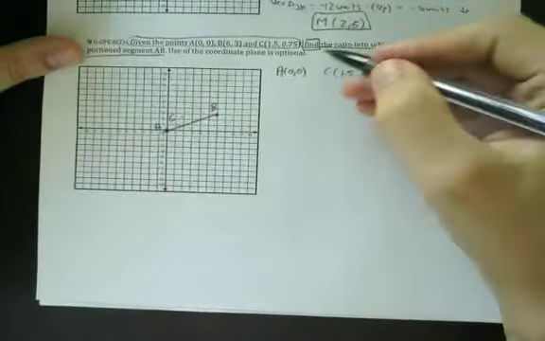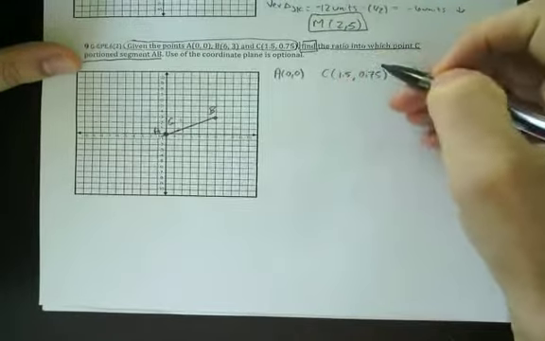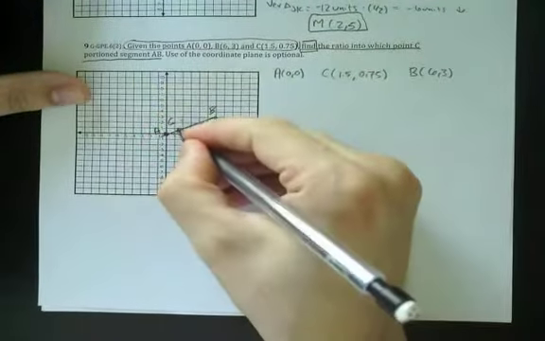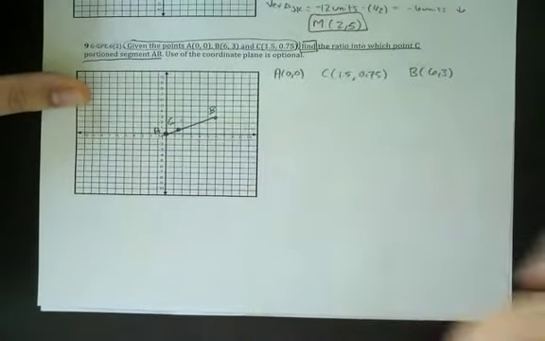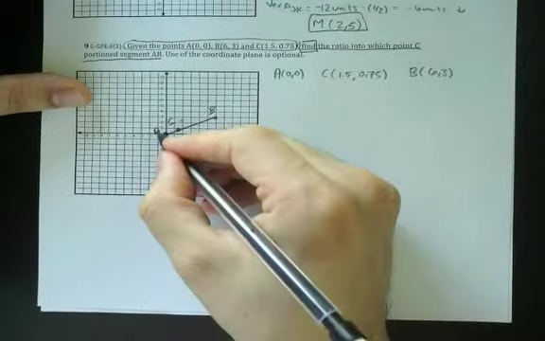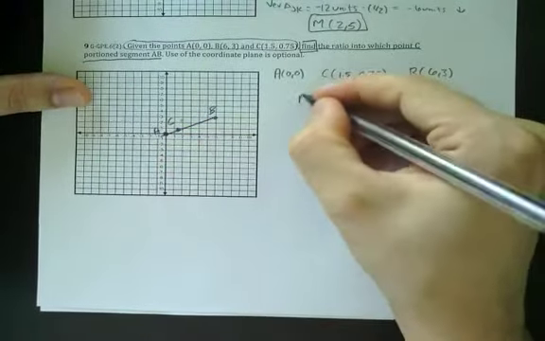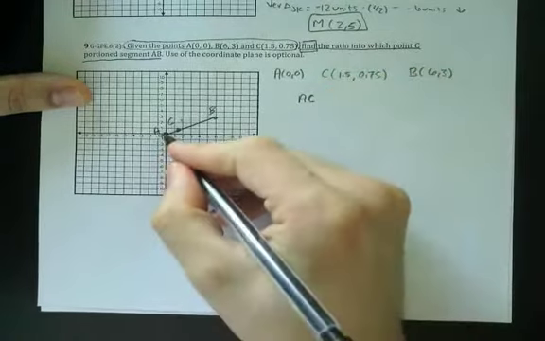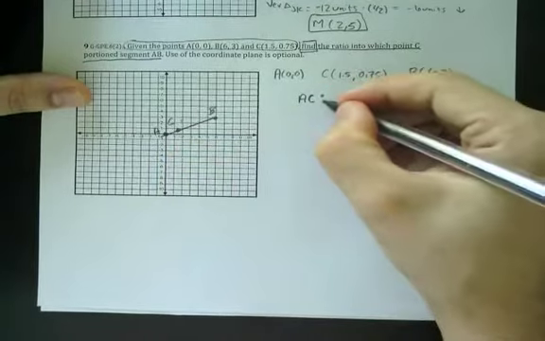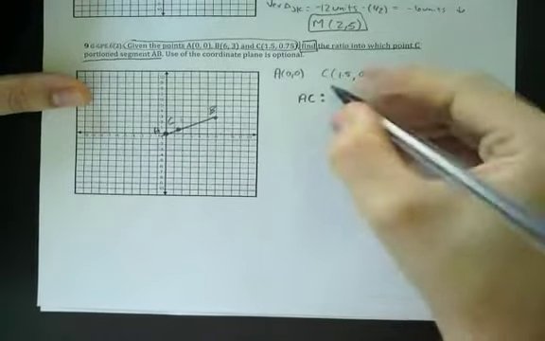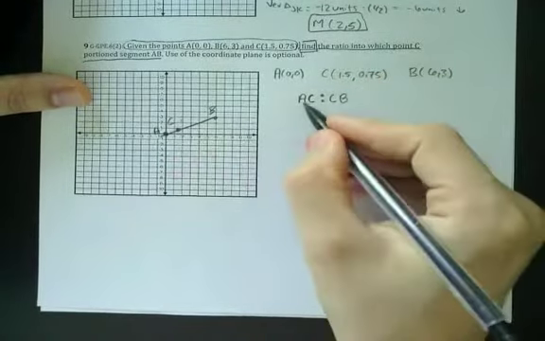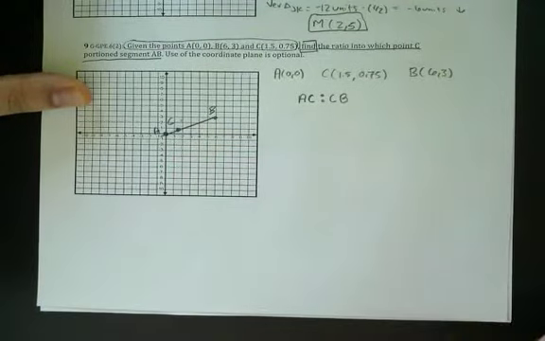Since I'm trying to find the ratio into which C partitions segment AB, that means point C here breaks this segment into 2 parts. Those parts are segment AC and segment CB, and I want to find the ratio of AC to CB. So this is the ratio I'm trying to find, AC to CB. There are several things I need to find.